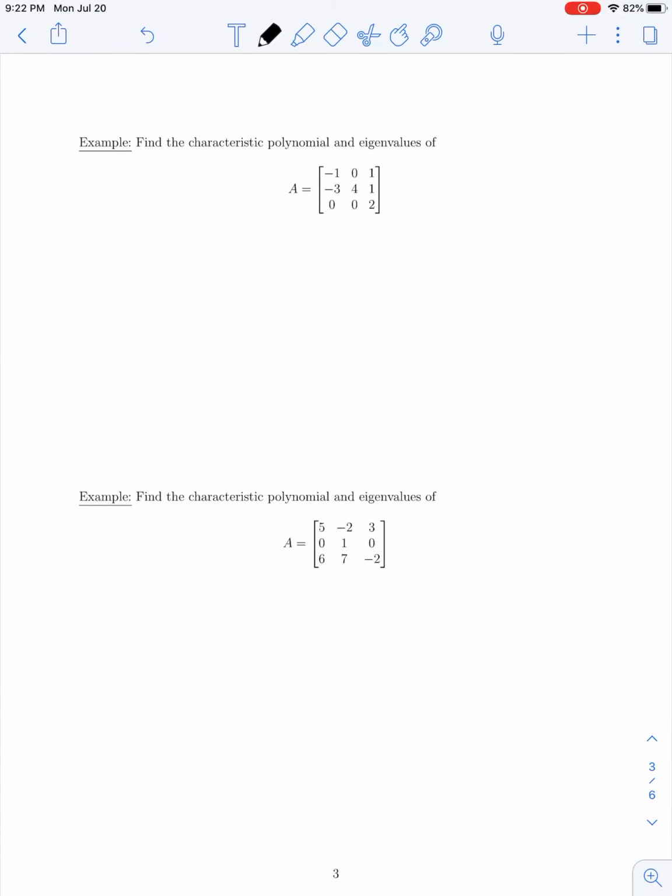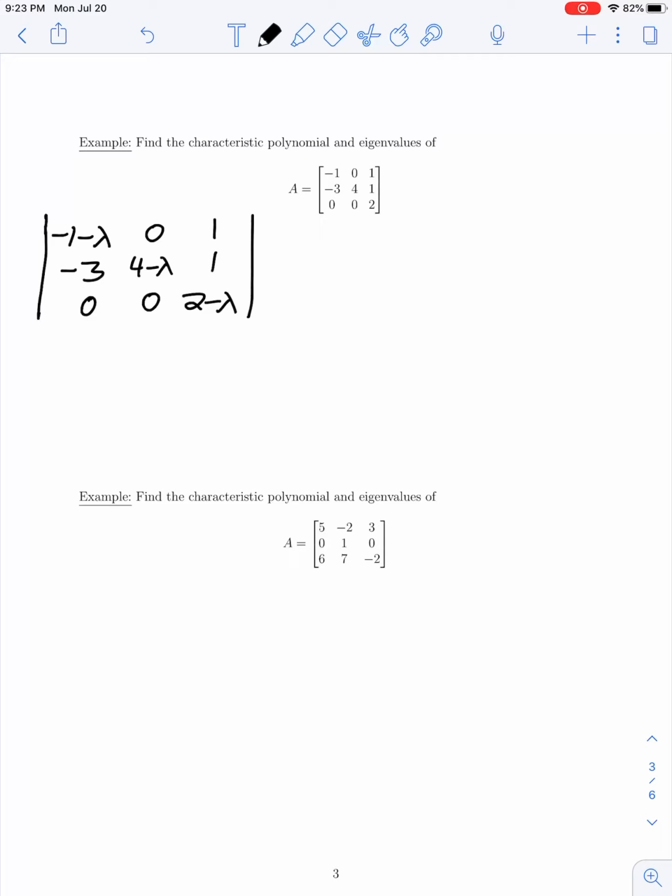So let's look at some examples with larger matrices, say 3x3 matrices. The procedure is the same. We're going to look at the determinant of our matrix minus lambda times the identity to get our characteristic polynomial, and then look for the roots of that polynomial. So as with our previous example, we would consider the determinant of A minus lambda I, which is the matrix A with lambda subtracted from the diagonal entries. So the matrix shown here.